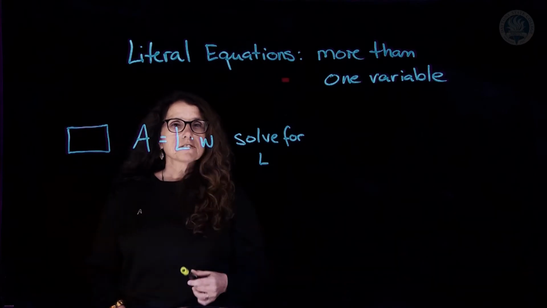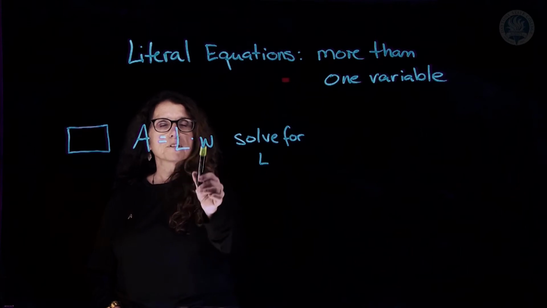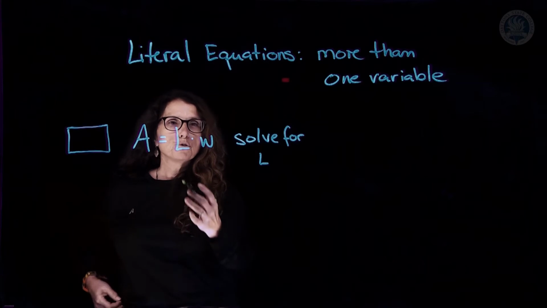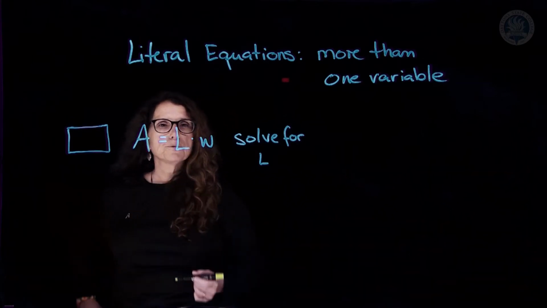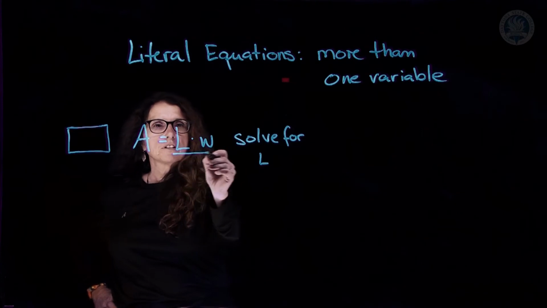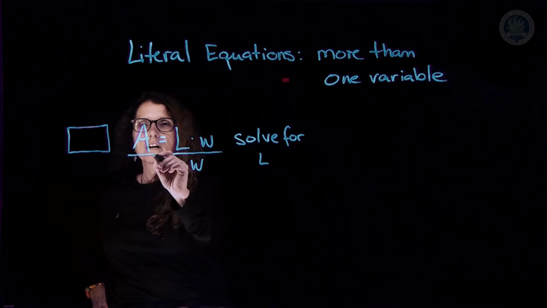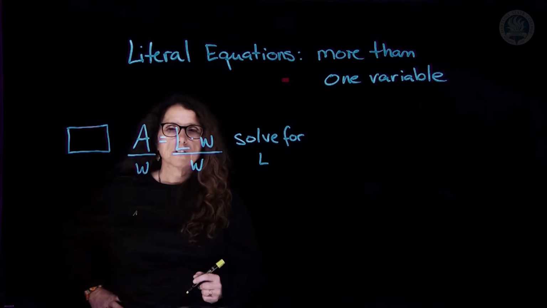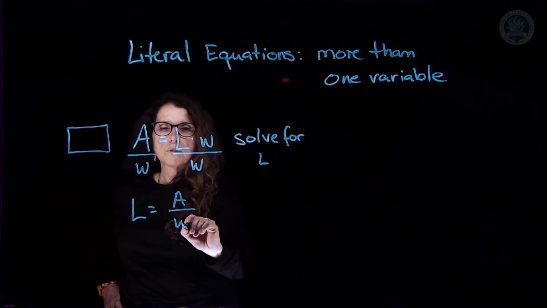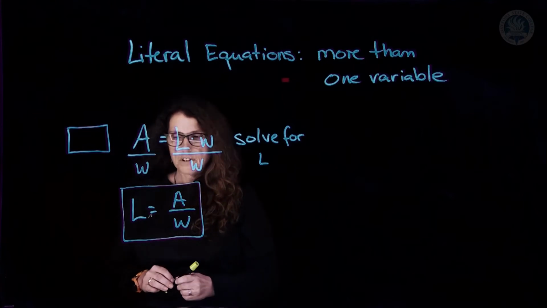You have to check and see what is the whole term that involves the L. We have L times W. To move the W to the other side to isolate the L, we have multiplication here, so we have to divide. We divide both sides by W, and off we go. L equals A over W would be our formula in terms of L.